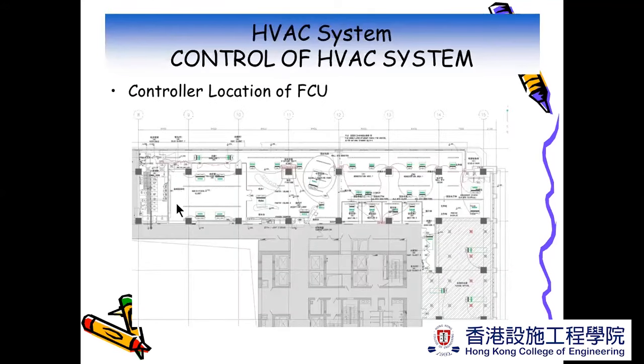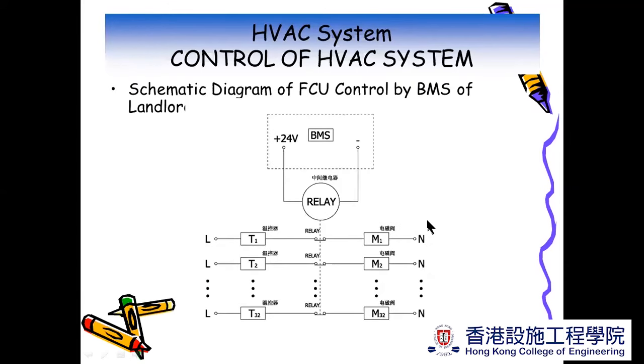So in this case, you see a lot of fan coil units, the green things here, all over the office area. And the schematic diagram for the fan coil unit is controlled by the BMS, while the landlord's BMS has a 24-volt control relay for all these fan coil units. It shows from here T1 to T32 or whatever.